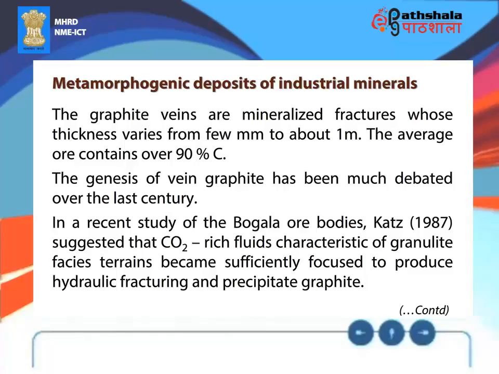The genesis of vein graphite has been much debated over the last century. In a recent study of the Bogala ore bodies, Katz, 1987, suggested that carbon dioxide-rich fluids characteristic of granulite facies terrains became sufficiently focused to produce hydraulic fracturing and precipitate graphite.